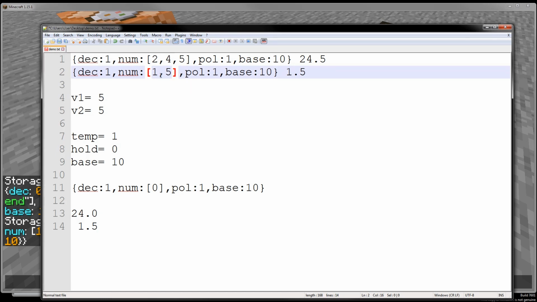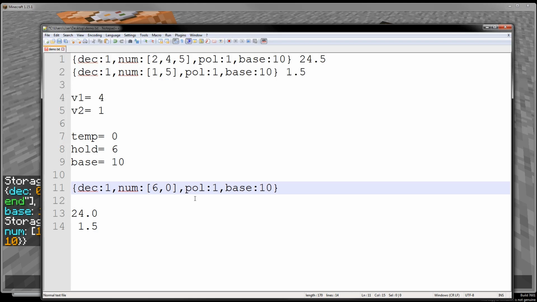4 and 1. Since my temp value has 1 on it, I add the first value, which gives me 5, and then I add 1 again, which gives me 6. I shift that over to my hold value, which then becomes 6. My hold value is less than my base value, so it stays as is. And then I shift this over, so I prepend 6 onto my list.